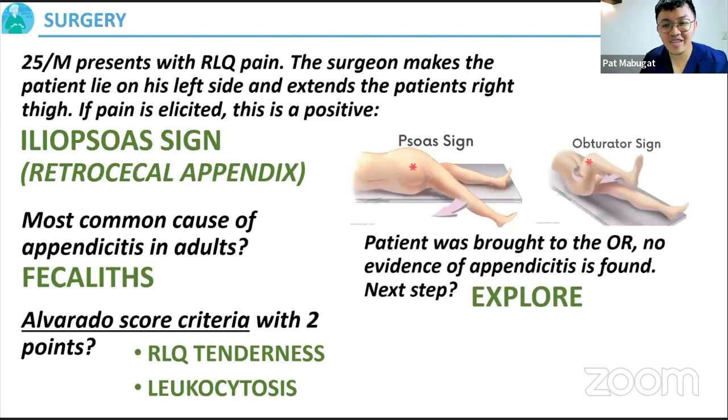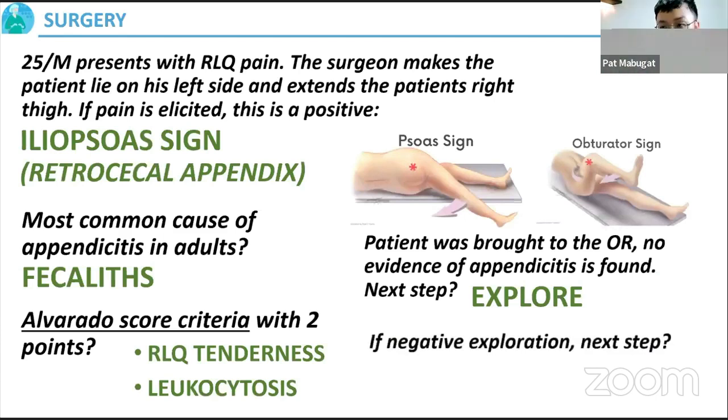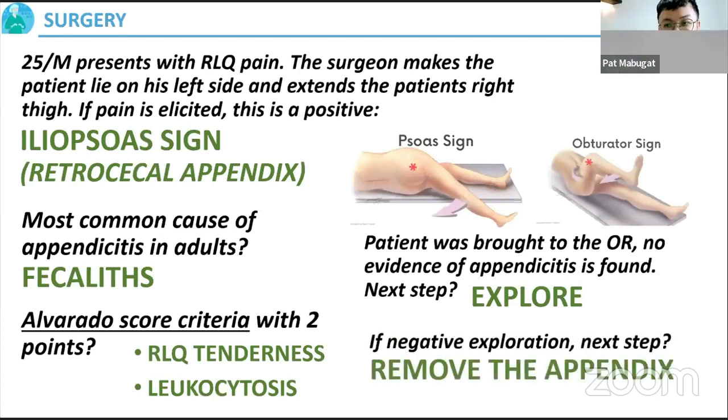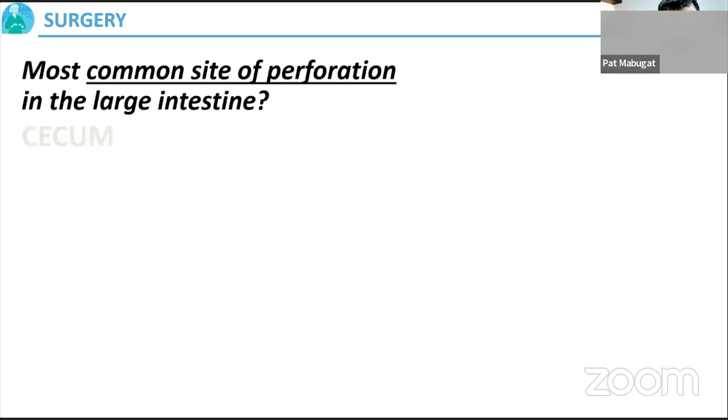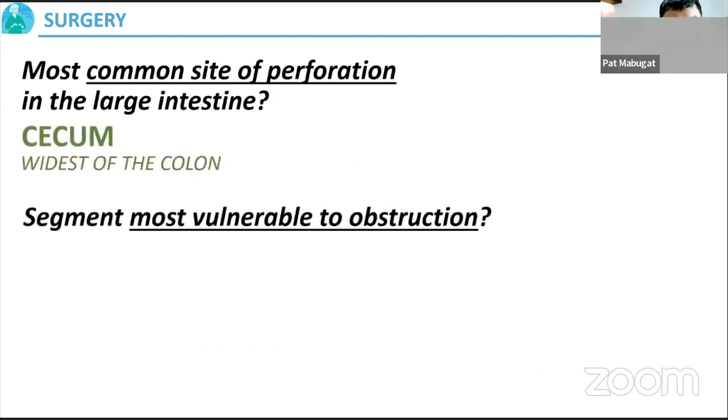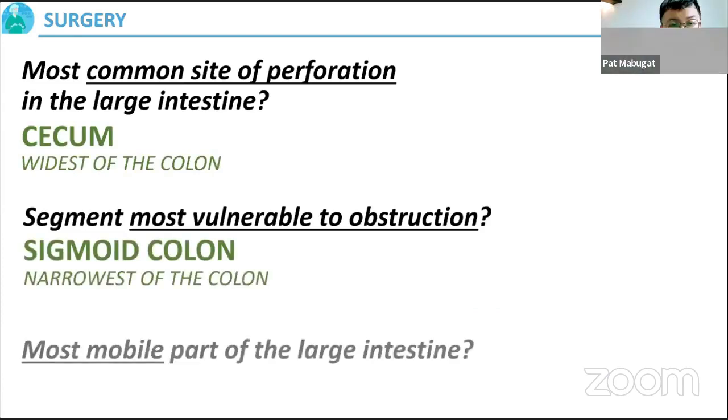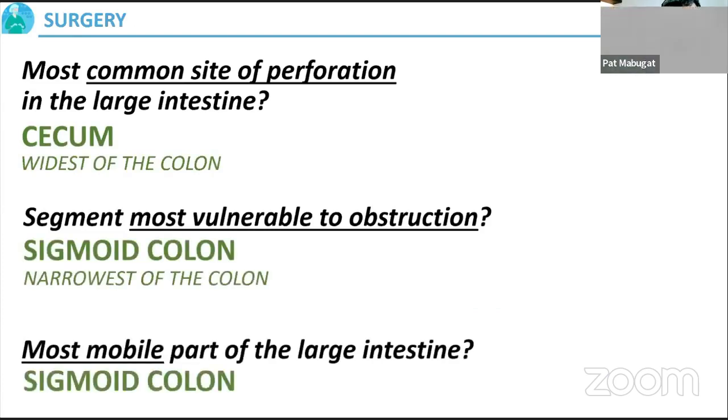The patient is brought to the OR, no evidence of appendicitis found. Next step, you explore. If there's still no appendicitis, you explore further. If there's still no appendicitis, you remove the appendix. Okay? The most common site of perforation is the cecum. The segment most vulnerable to obstruction is the sigmoid colon, and the most mobile part of the large intestine is also the sigmoid colon.